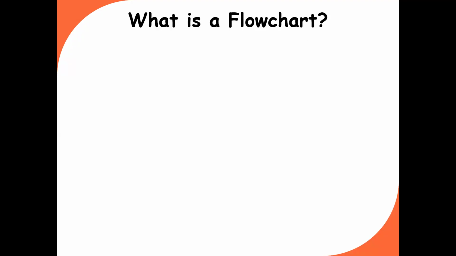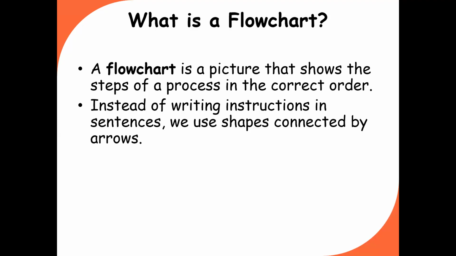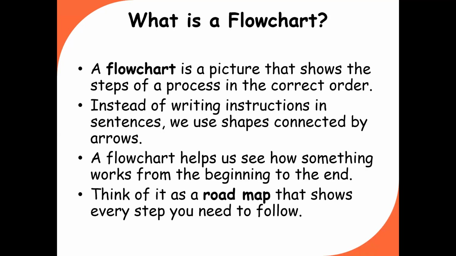What is a flowchart? A flowchart is a picture that shows the steps of a process in the correct order. Instead of writing instructions in sentences, programmers use shapes connected by arrows. A flowchart helps us see how something works from the beginning to the end. Think of it as a roadmap that shows every step you need to follow.